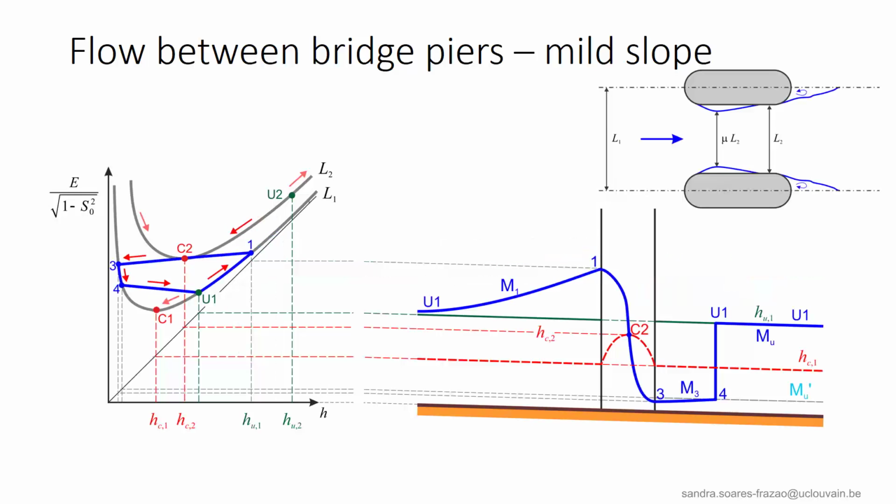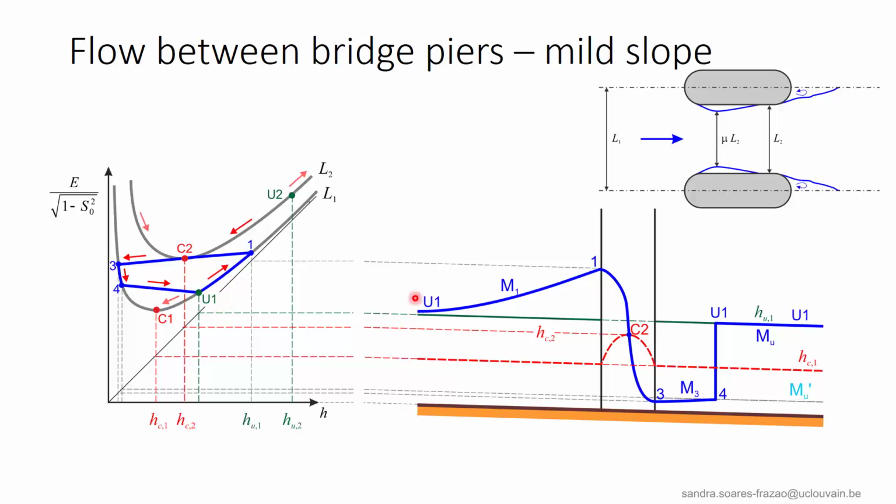In the same way as for the Venturi flume, a hydraulic jump can occur if the ratio mu L2 over L1 becomes too small, which means, in fact, a strong reduction in the space available for the flow. In this case, the specific energy at U1 is lower than the specific energy at C2, in fact, too low for allowing a direct connection between C2 and U1.